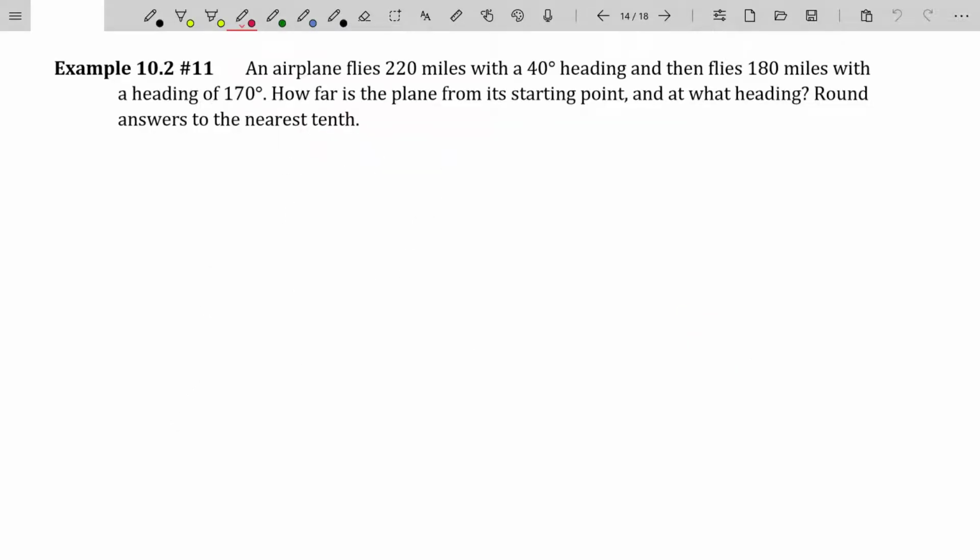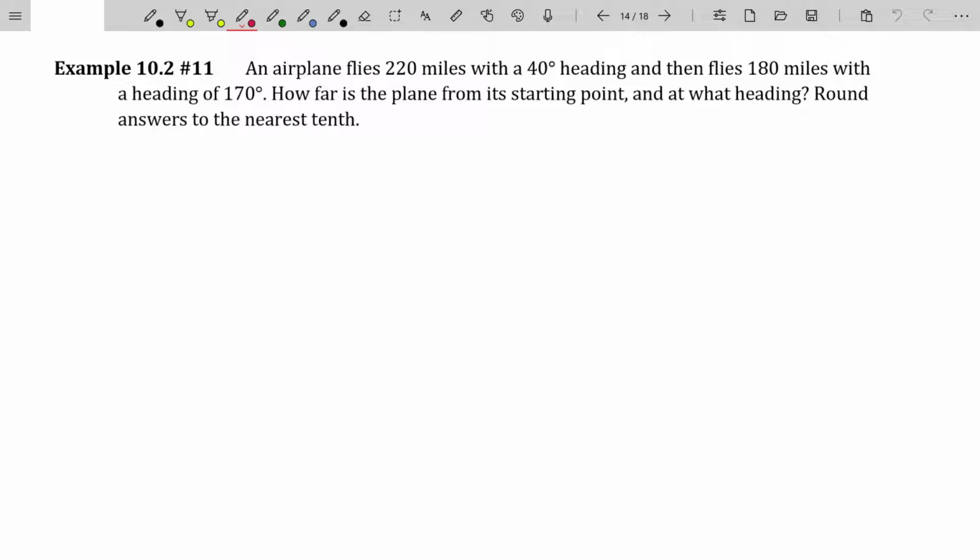So let's dive into a few examples here. An airplane flies 220 miles with a heading of 40 degrees and then flies 180 miles with a heading of 170 degrees. How far is the plane from its starting point and at what heading from the starting point? Round your answers to the nearest tenth.